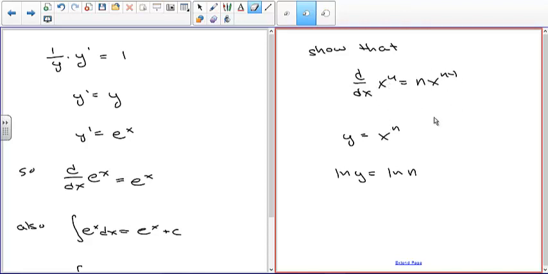We want to prove this is true. So here it is, y is equal to x to the n. So we take the logarithm of both sides. So we get the natural log of y is equal to the natural log of x to the n. Then we use the properties of the logarithms, which in this case says we can bring the exponent out front. So that's our simplification using the properties of logarithms.